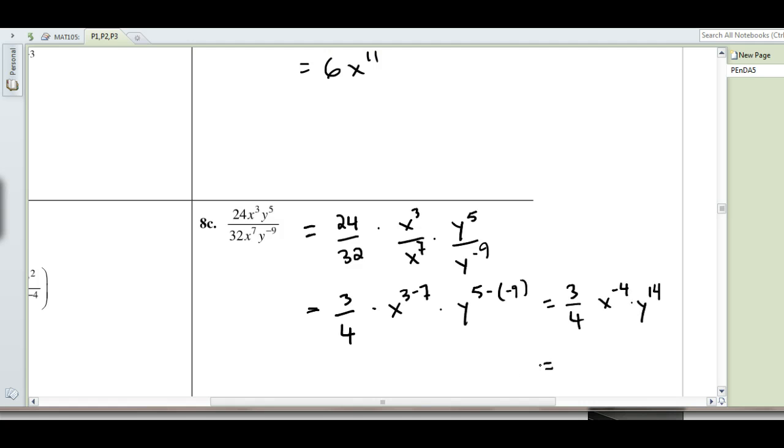And basically, remember, if we want to keep our exponents positive, the ones that are already positive stay on top, and the ones that are negative go on the bottom. So this will end up as 3y to the 14th over 4x to the positive 4th.